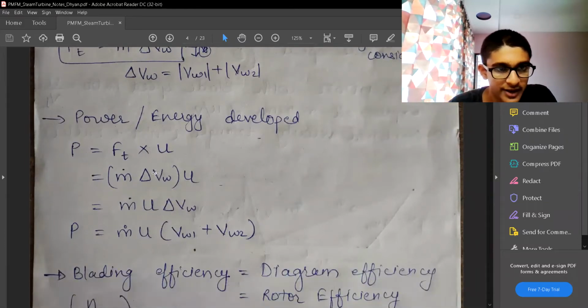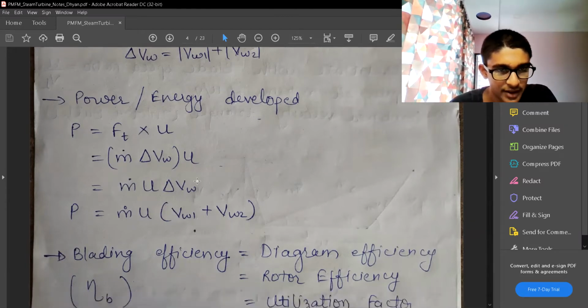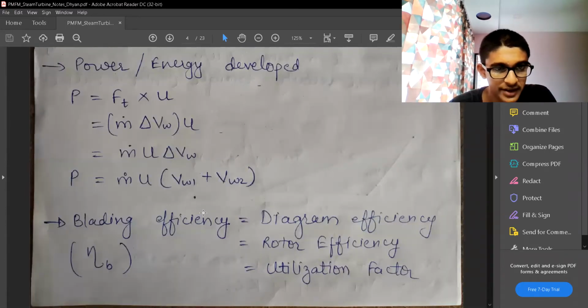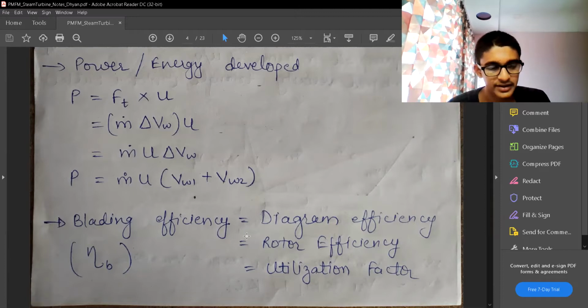And the power or energy developed is force into displacement, that is the power. So m dot U (VW1 plus VW2). And we'll see the blading efficiency in the next video.